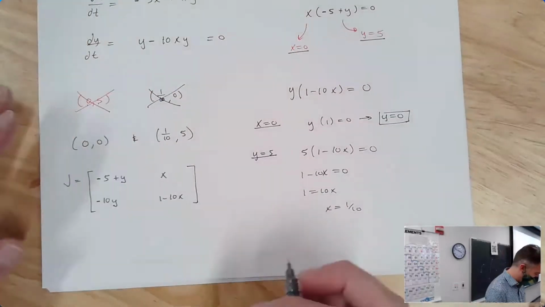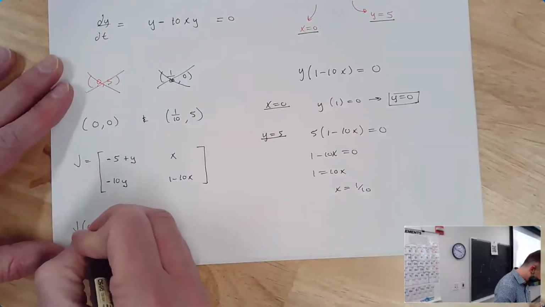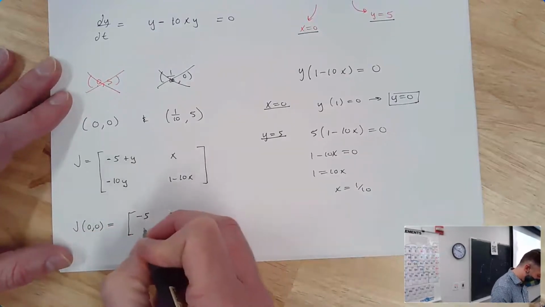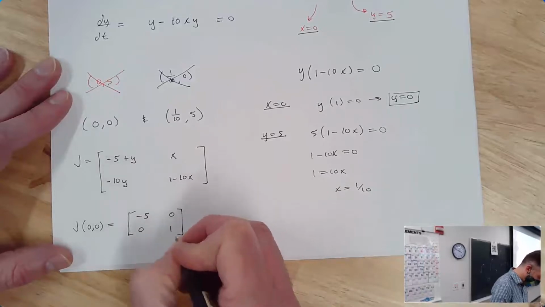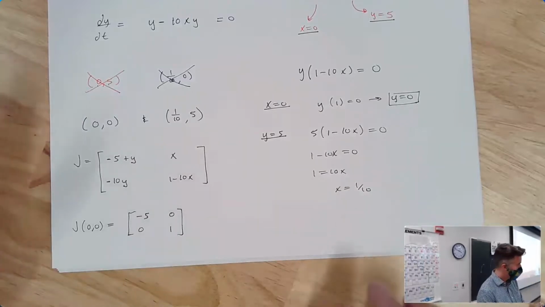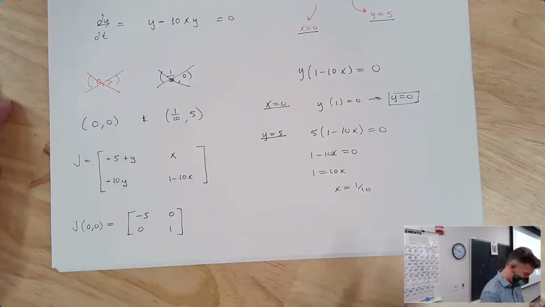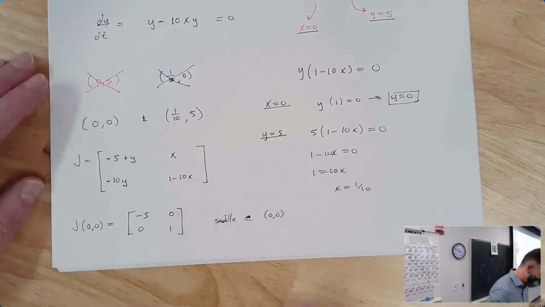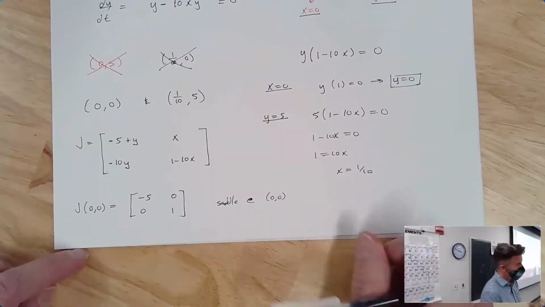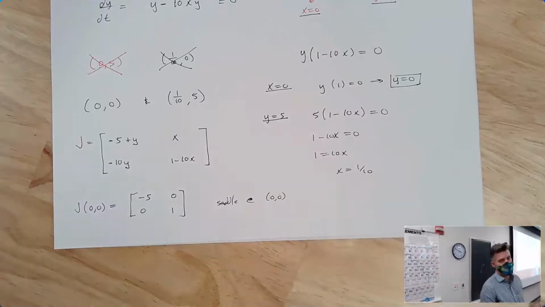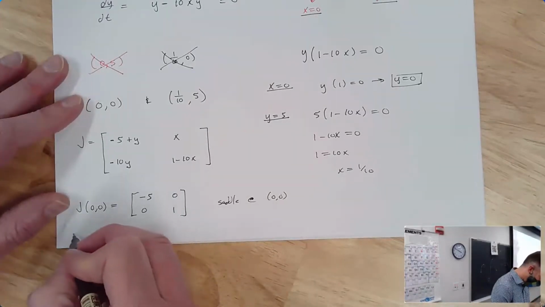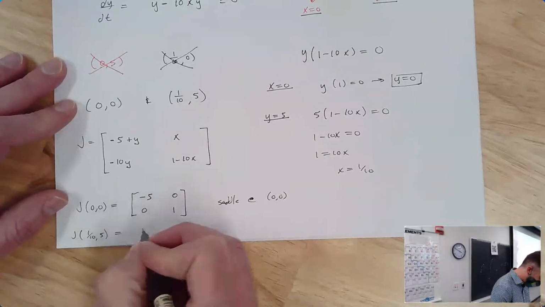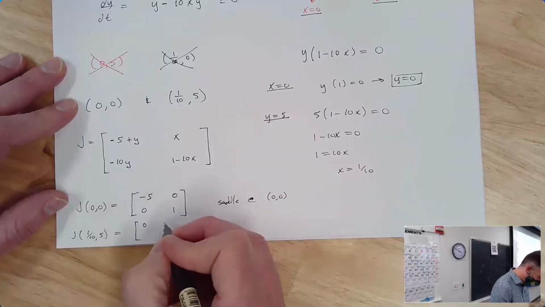All right, let's see what we get. J of 0, 0 is going to be -5, 0, 0, 1. And what do we have? We have a saddle at 0, 0. Right, our eigenvalues, -5 and 1, opposite sign. And then plugging in the other point, which is 1/10, 5, we're going to get 0, 1/10.